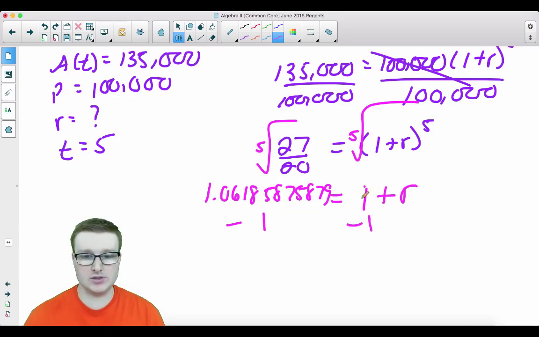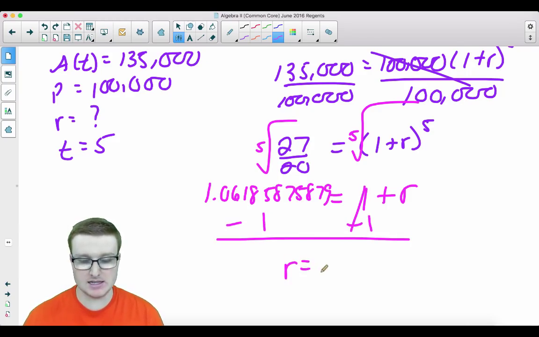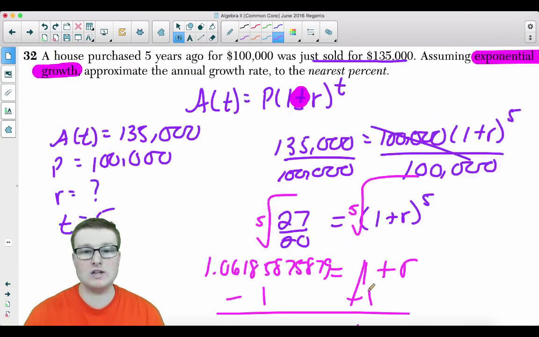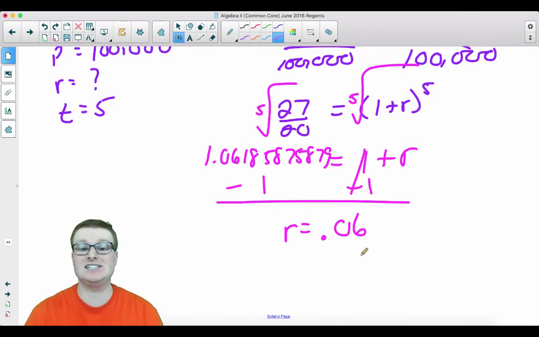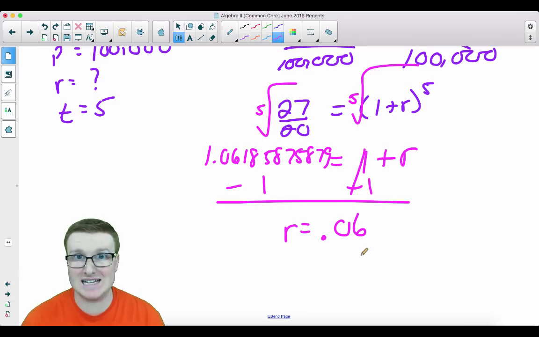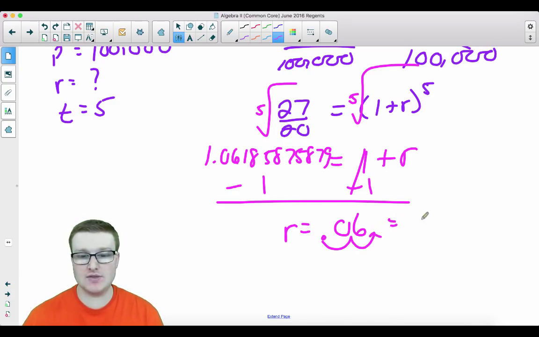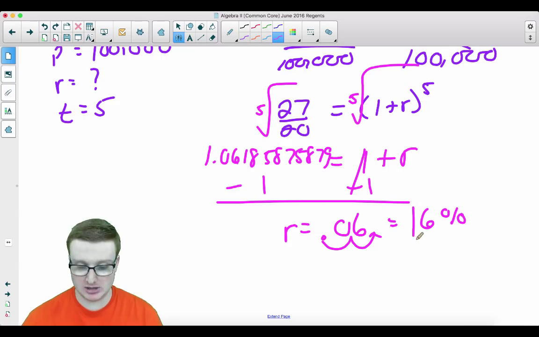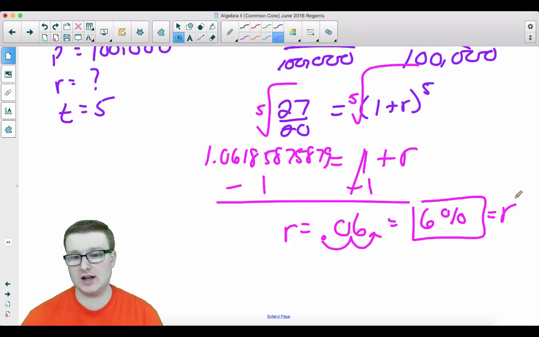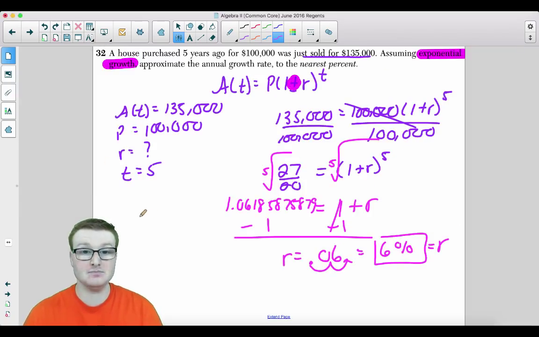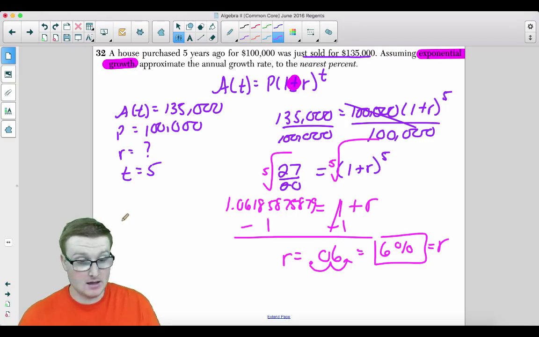Subtract that 1 on both sides, and you get the rate is equal to 0.06 when you round it to the nearest percent in this case. So if you move it back 2 more places, you get the answer of 6%. Ladies and gentlemen, that is the answer to that question. 6%. And that's it.